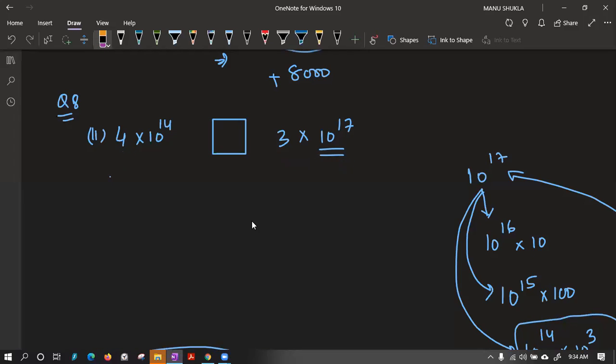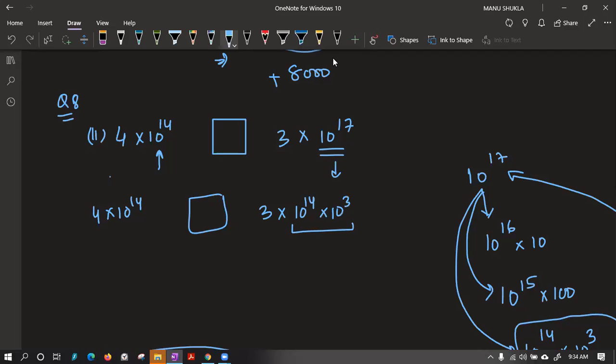So let us try. See, here we have 10 power 14. Increasing 10 power 14 is difficult, but decreasing 10 power 17 is easy in comparison. So what I will do is, I will write this as it is, and I will write this number as 10 power 14 into 10 power 3.